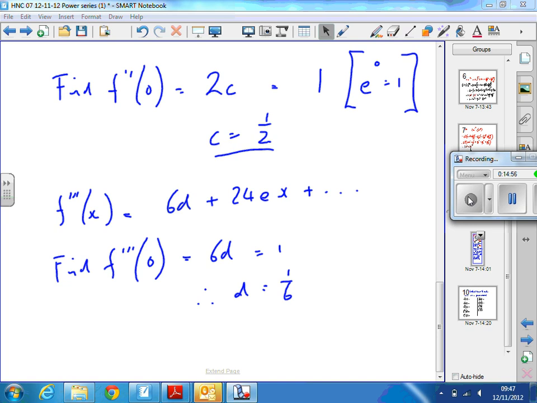Well, there is some sort of pattern starting to emerge. So let's take a break there, and then after the break we'll have a look at the Maclaurin series in a bit more detail and try it for the sine function.